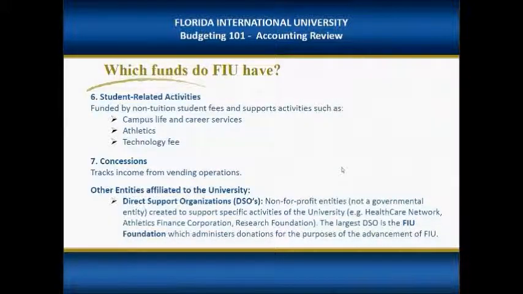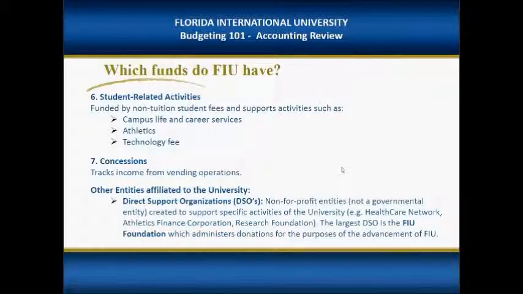Student-related activities are funded by non-tuition student fees. Examples here would be campus life and career services, athletics, the technology fee that we charge our students. These are highly restricted fees. When we do receive these fees, for example, a technology fee, there's a list of things that we can use this money for. We cannot use it for other purposes. Highly restricted.